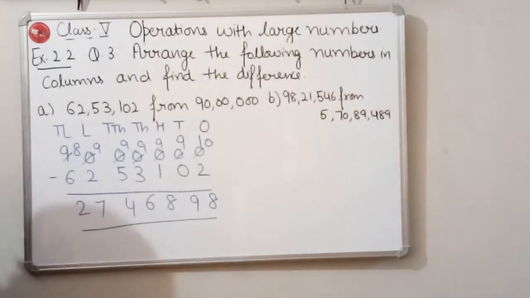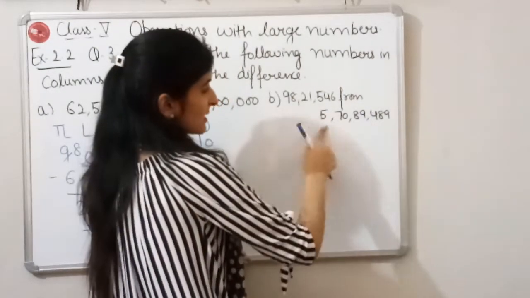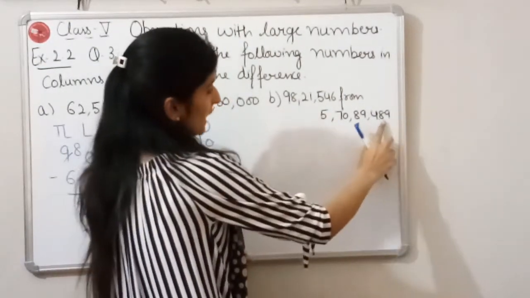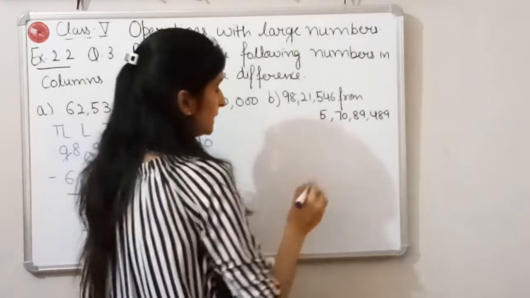Now let's move to B part. Now we have to subtract this from this. So it means this number will come above: ones, tens, 100, 1000, 10,000, lakh, 10 lakh and then crore.